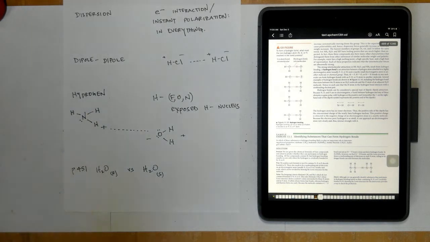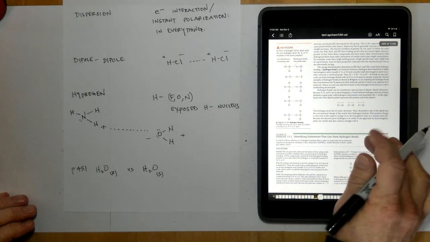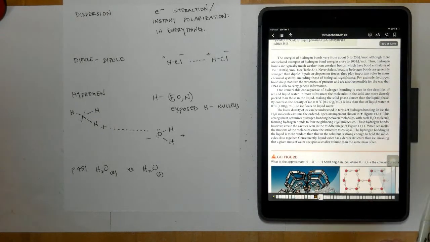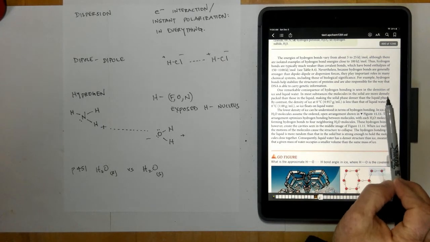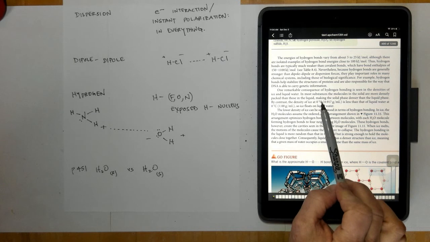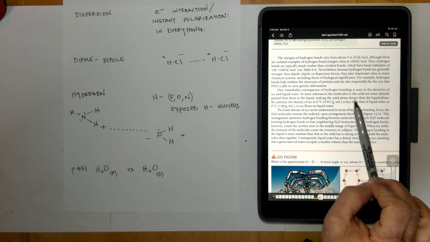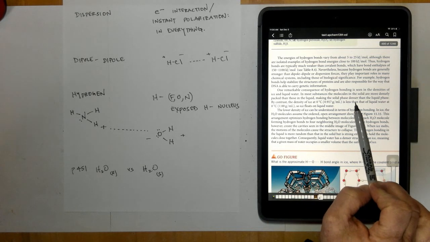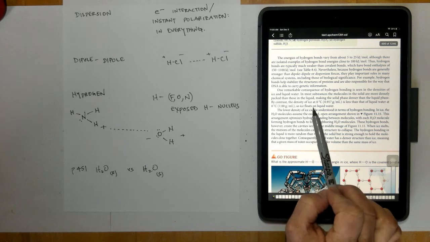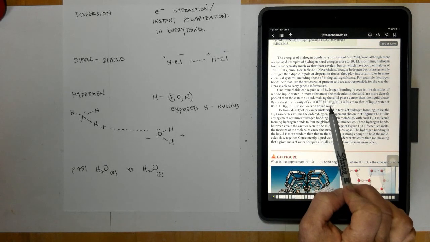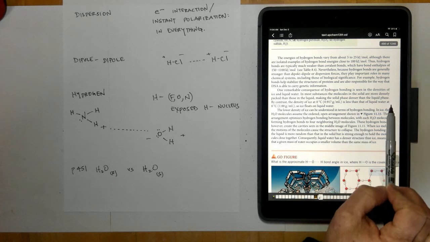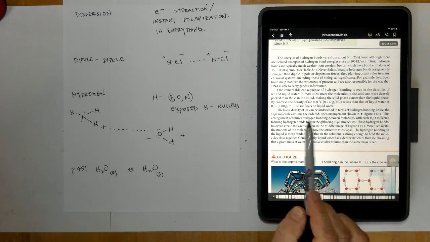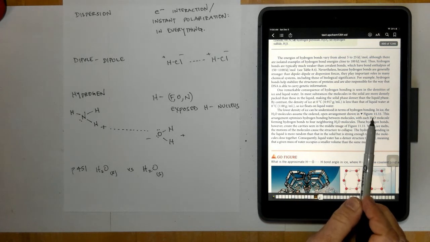One of the interesting consequences of this hydrogen bonding is actually due with liquid water. And on page 451 of the 13th edition, you can see that one remarkable consequence of hydrogen bonding is seen in the densities of ice and liquid water. In most substances, the molecules in the solid are more densely packed than those in the liquid, making the solid phase denser than the liquid phase. By contrast, the density of ice is 0.917 grams per milliliter, and it's less than that of liquid water at approximately 1 gram per milliliter. So ice floats on water. The density of ice can be understood in terms of hydrogen bonding.